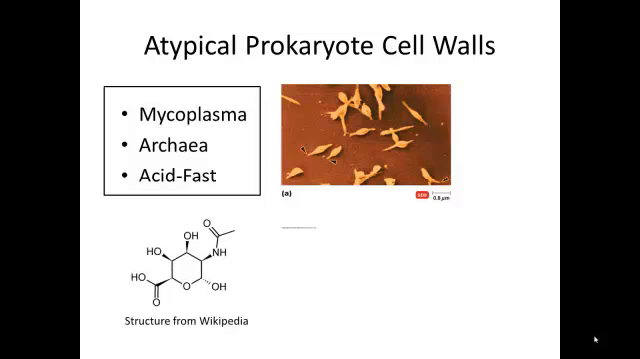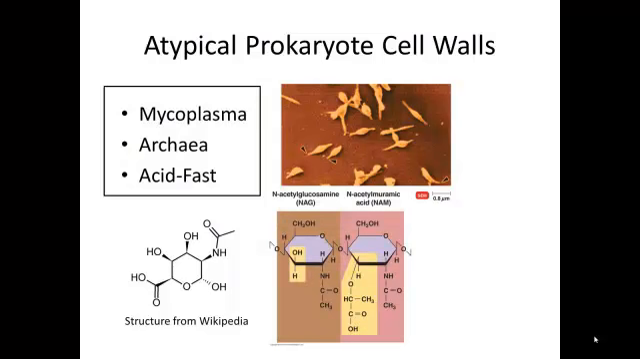Archaea have a type of cell wall component called pseudopeptidoglycan. It's very similar to peptidoglycan, but instead of NAG and NAM, they have NAG and NAT. And over here, I've got a lovely picture of what NAT looks like. That's all you're going to have to remember.